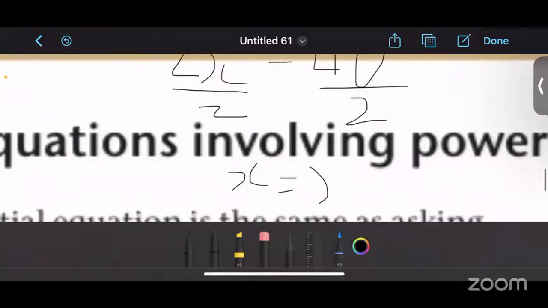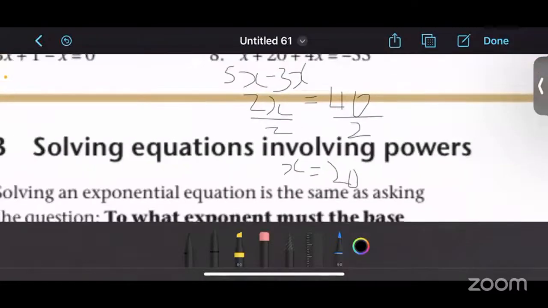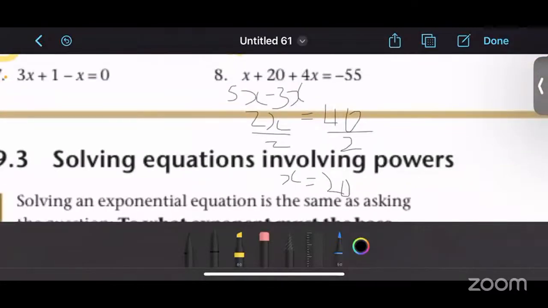Wow, Manahil, that's great. I'm glad that you remembered that when we transpose, we change the sign, right? When it crosses an equal sign, it changes the sign. If it's negative, it's going to become a positive. If it's positive, it's going to become a negative. All right, that's absolutely good.